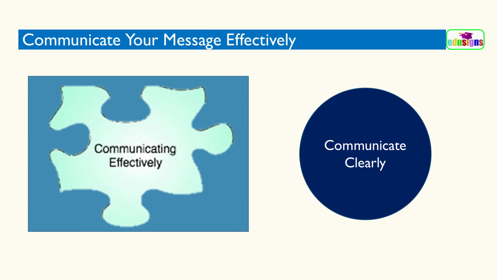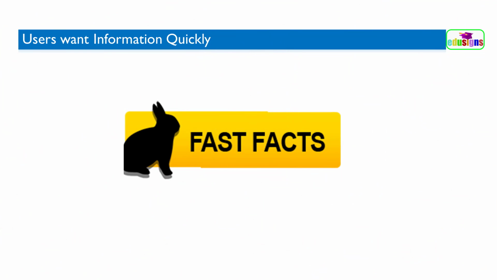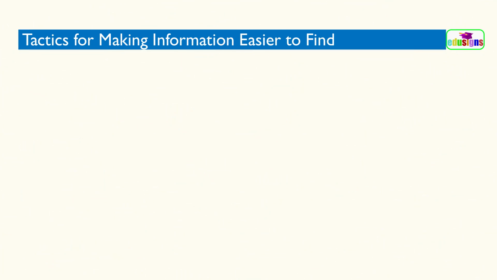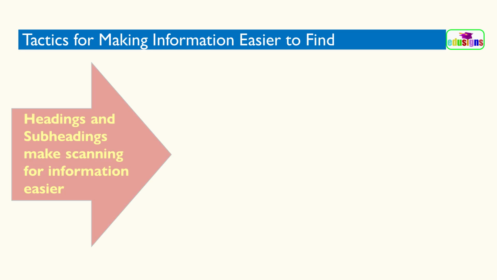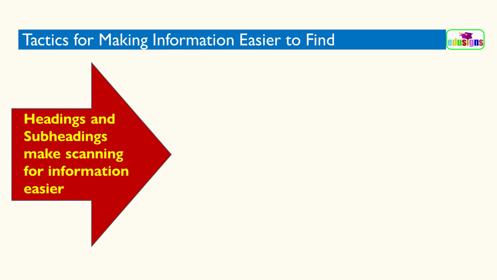Communicating effectively requires you to communicate your message clearly. Users search the web because they want information quickly. Make information easier for your users to read. Tactics for making information easier to read include: use headings and subheadings to make scanning for information quicker and easier. Many screen readers used by those with visual impairments provide a heading map from your headings and subheadings. The map allows the user to jump directly to the information they need on the page.